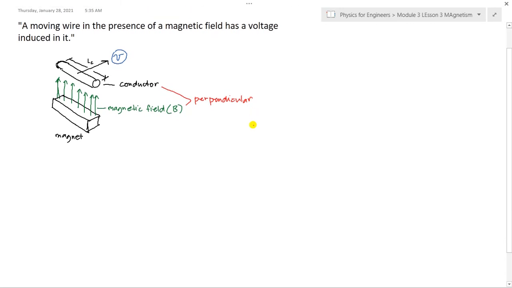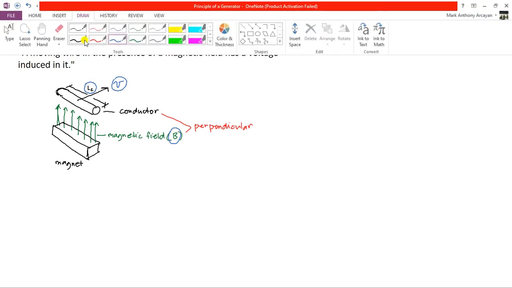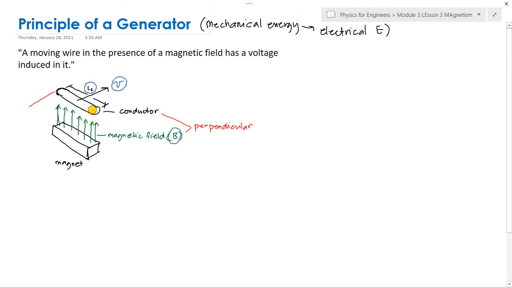Now, we have here several parameters. We have velocity, we have the length of the conductor, we have the magnetic field. Of course, if you do this in class, you can try it out. If you put a multimeter across this conductor, you can measure its voltage in volts. So there is a voltage that registers. This was a very surprising discovery in the past, because it inspired the invention of the generator.